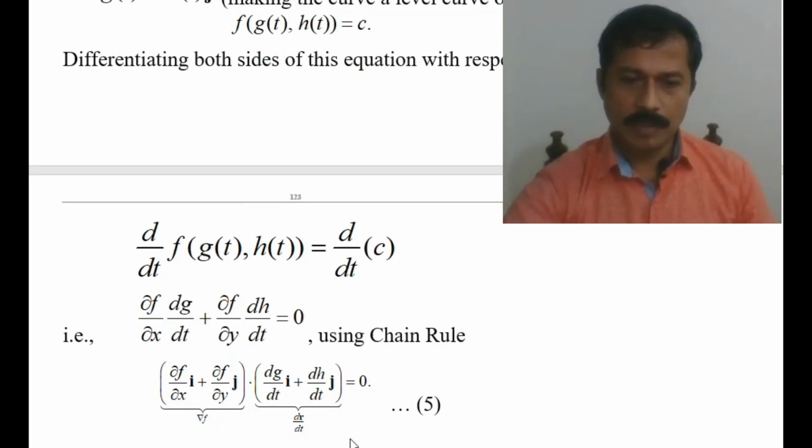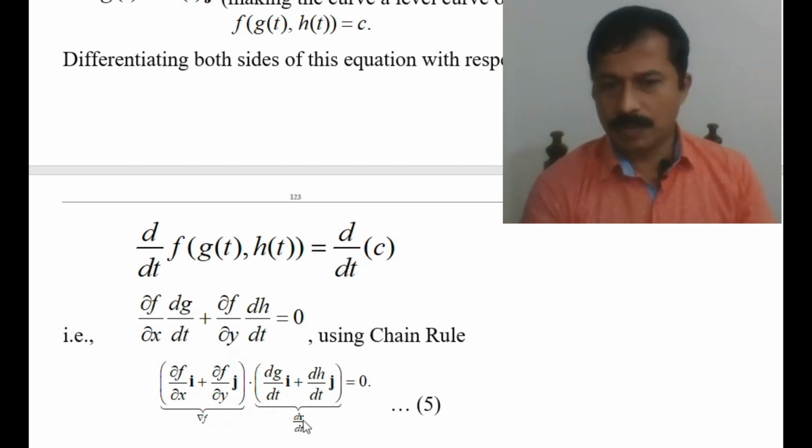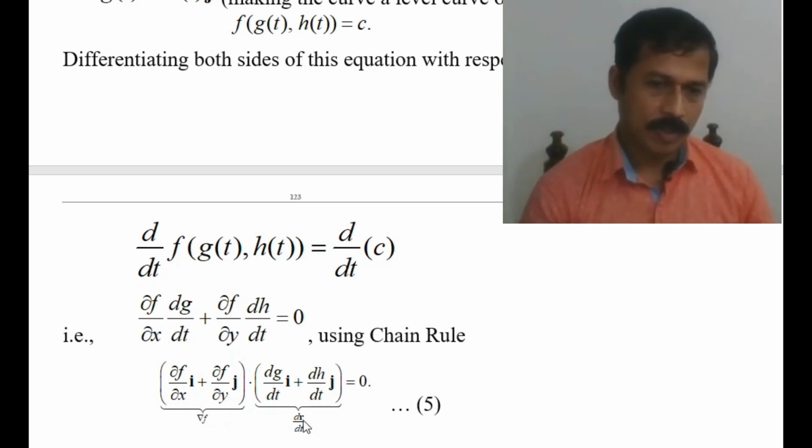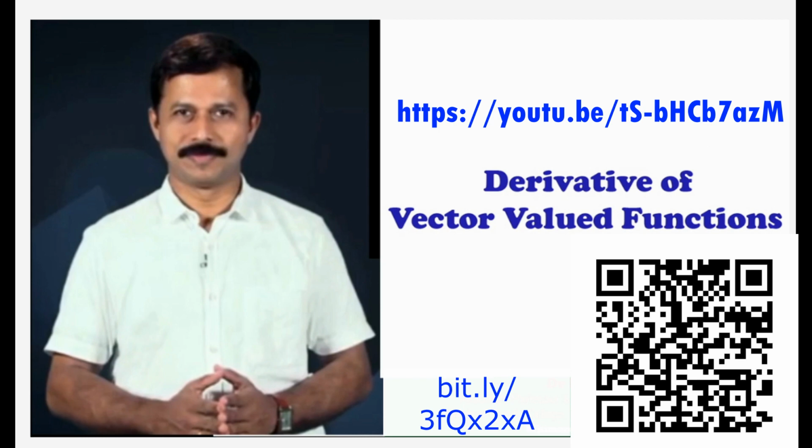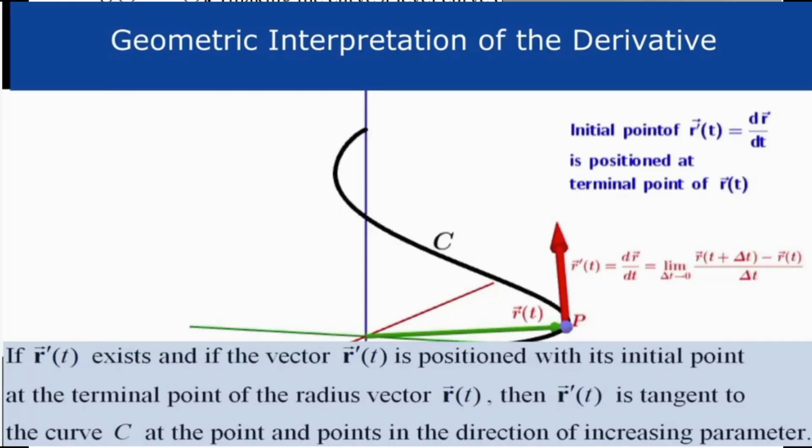You have seen in the context of the derivative of vector valued functions, you can refer to my videos also, that dr by dt represents a vector parallel to the tangent line. dr by dt is a vector parallel to the tangent line at the point.